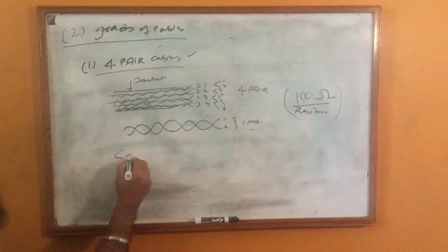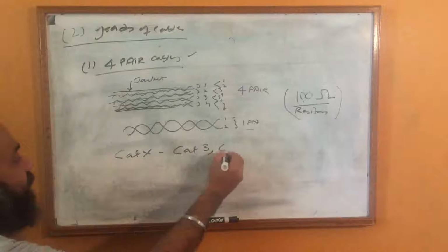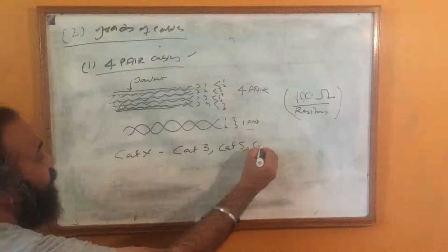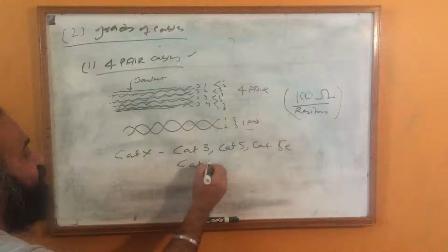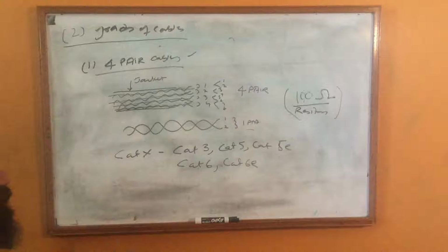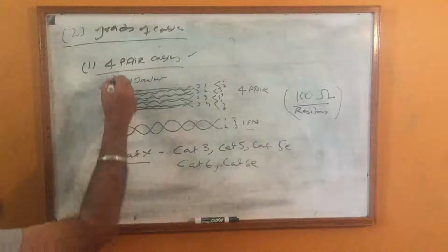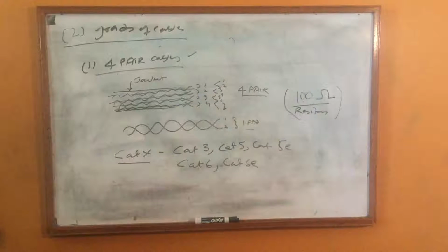So when we say category X cables, it could mean category 3 cables, Cat 5 cable, or category 5E cable. Sometimes these days you have category 6 cables and category 6E cables also available in the market. But all of these cables are 4-pair cables. It means you have a total of 4 pairs and 8 wires in it.